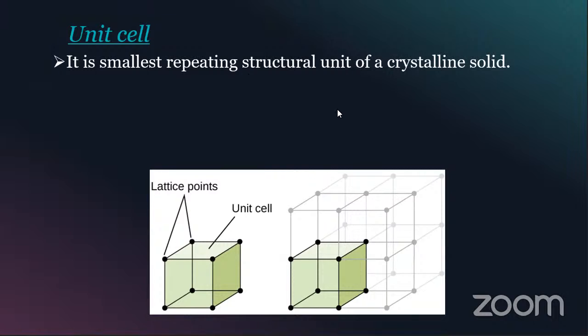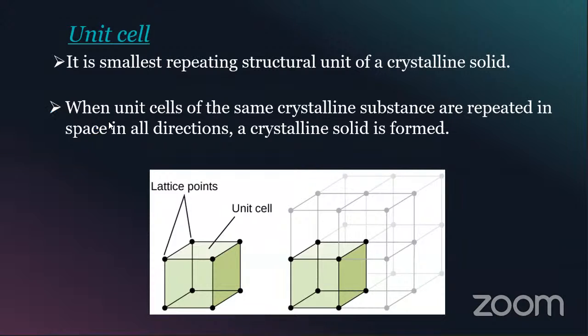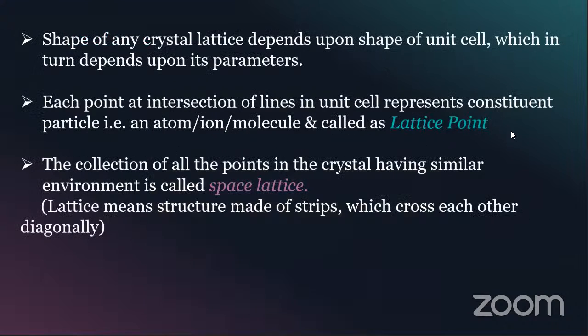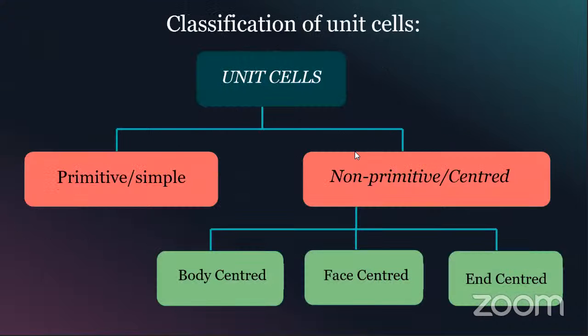Something which you'll see again and again. Many unit cells, one bonded to the other, second bonded to the third. Like this, you'll get so many unit cells combining and giving you the entire crystalline solid. When unit cells of the same crystalline substance are repeated in space in all directions, a crystalline solid is formed. I hope everybody is comfortable with these terms.